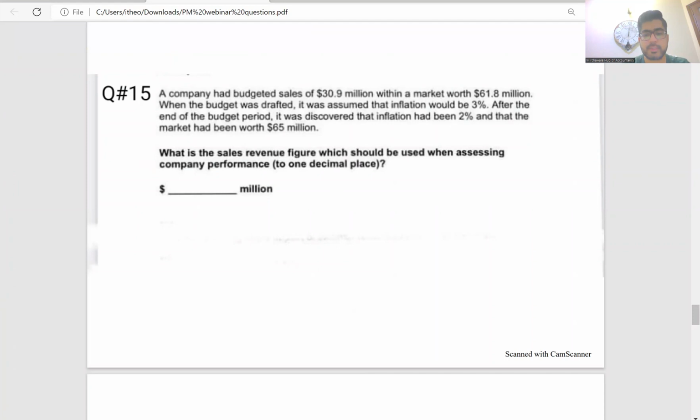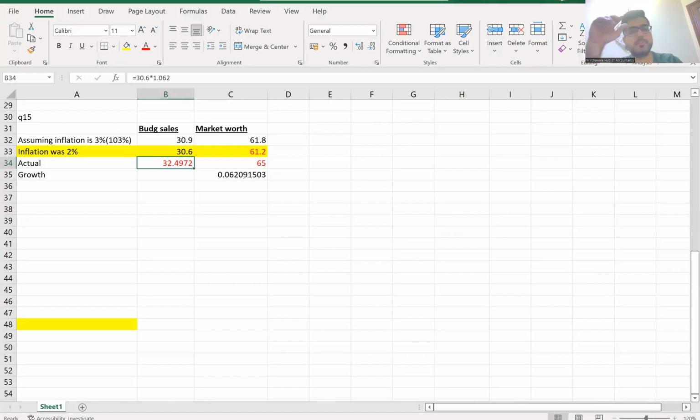Okay, so it's a simple thing that your budget was 30.9 and 61.8 market when it was assuming inflation 3%. So you made a wrong budget. Inflation was 2%. You need to update your budgets, bring it to 2%. 30.6, 61.2. Actually, market was 65. That means market grew by 6.2%. So your sales should also grow by 6.2%. You grew it because the market is growing. Your sales should also grow. 32.5 million should be the correct figure. Okay.